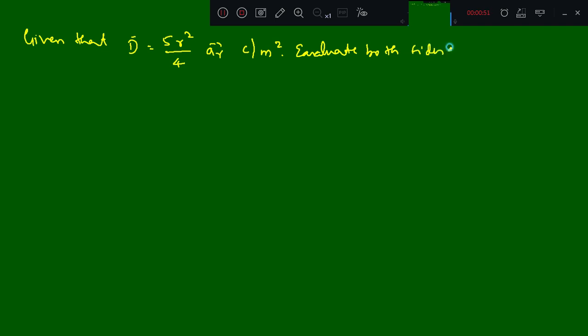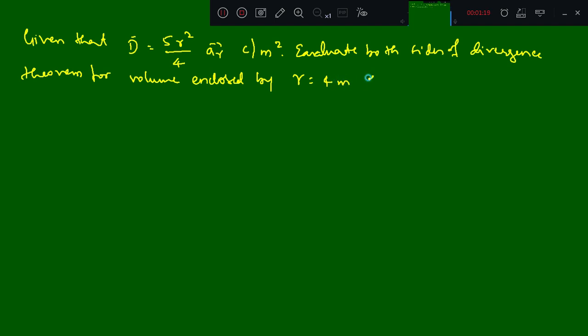Given that D is equal to 5 r square divided by 4 aR coulombs per meter square, evaluate both sides of the divergence theorem for the volume enclosed by r equal to 4 meters and theta equal to pi by 4. Okay, so this is the problem statement.